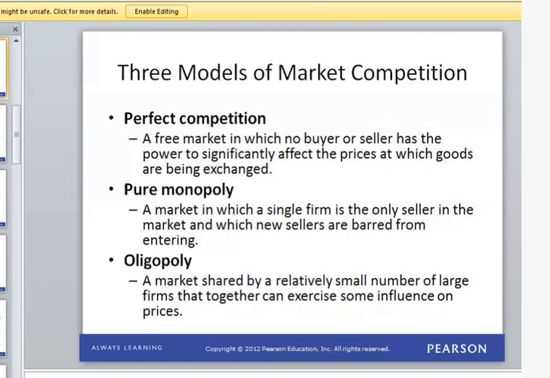In that case, this one that we just mentioned just now, I just mentioned 3 models of market competition, or free market: perfect competition, pure monopoly, or oligopoly. Perfect competition, as we defined just now, is a free market in which no buyer or seller has the power to significantly affect the prices at which goods are being exchanged. There are 7 characteristics of perfect competition, and afterward we will look into those characteristics.